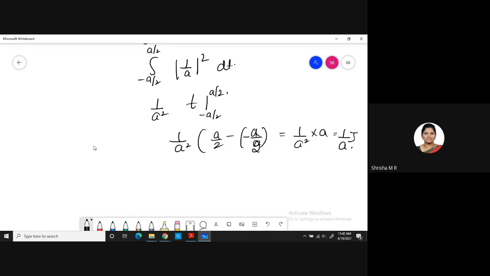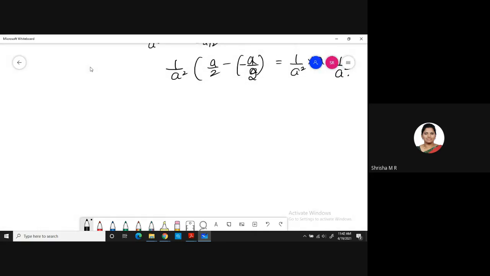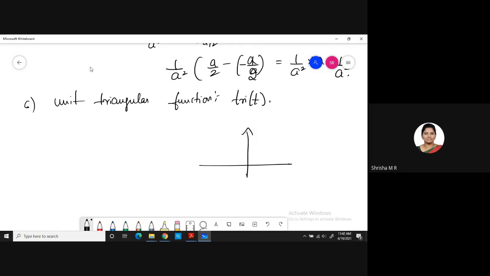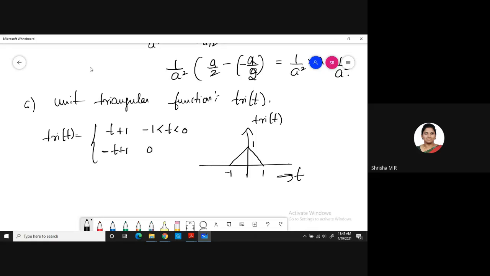Next we shall see the triangular function, or unit triangular function. It is represented as tri of t. This is tri of t. It exists from minus 1 to plus 1 with an amplitude 1. Okay, this is the time axis. So by definition, tri of t is equal to t plus 1 between minus 1 and 0, and it is minus t plus 1 between 0 and 1.